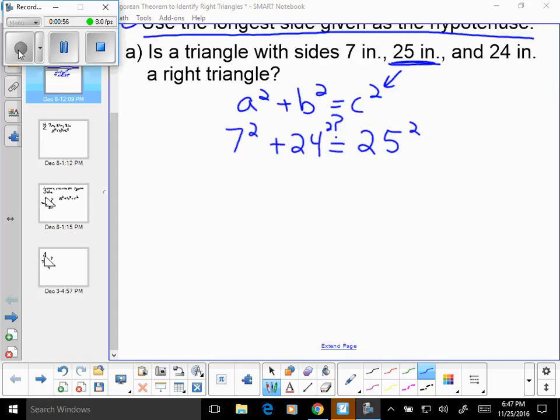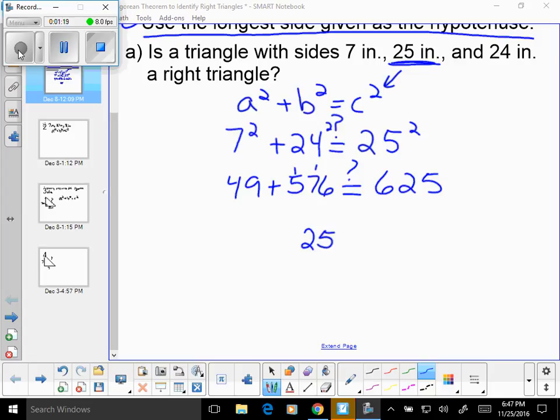Okay. 7 squared is 49. 24 squared is 576. Is that going to be equal to 25 squared, which is 625? Over on the left side, I'm going to do the addition. 9 and 6 is 15, carry the 1. 4 and 7 is 11, plus 1 is 12, carry the 1 again. We're at 625. Yes, 625 equals 625.